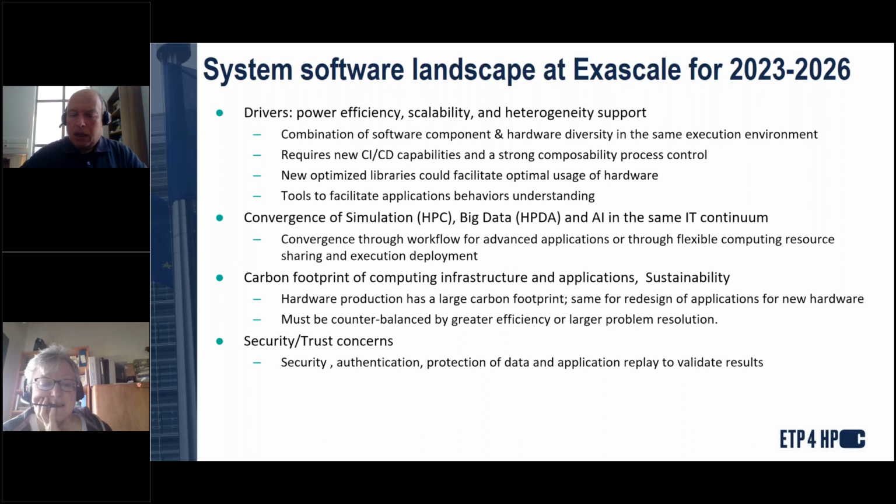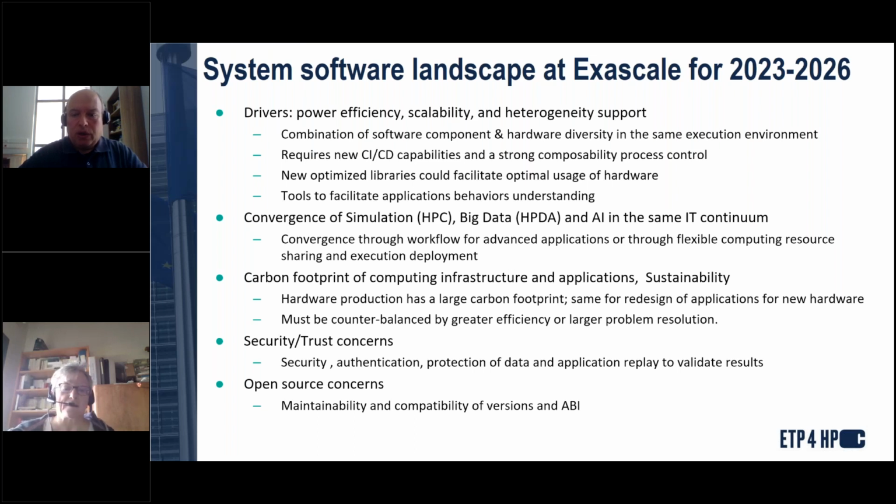There is a growing concern about trust and security. It's a way to provide the guarantees for actually making good use of infrastructure. And there are also some new concerns about open source, at least for the system software aspect. And these are around maintainability and compatibility across versions.